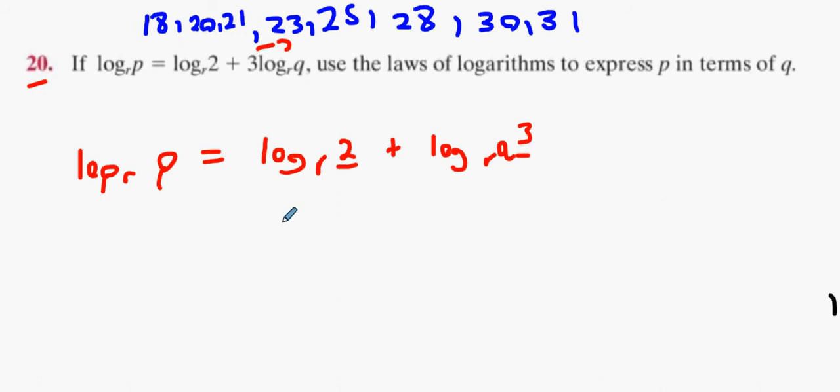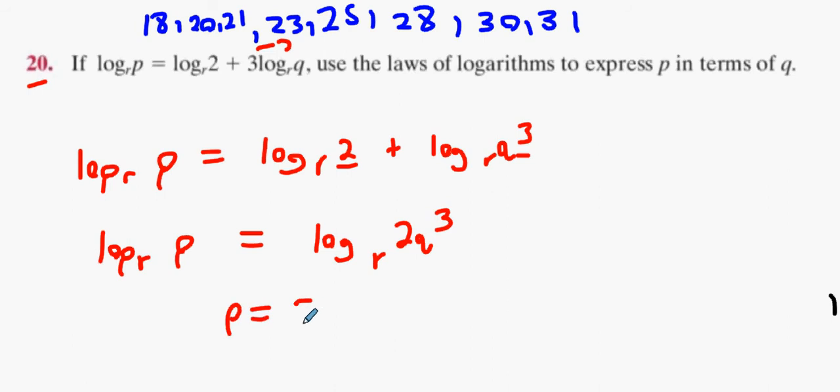So what's 2 multiplied by q cubed? 2q cubed base r. And what can you say about p then? P has to equal 2q cubed. Are we okay with that? Alright. Who got it out? Right, that's not so bad.